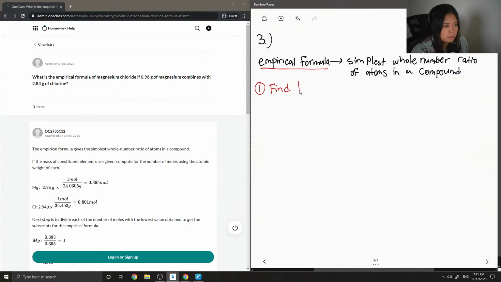the number of moles of each atom or element. So first, let's find the number of moles of magnesium. And we do that using mass over molar mass. So the mass of magnesium was 0.96 grams. And magnesium's molar mass, which you would just find on the periodic table, is 24.03 grams per mole.